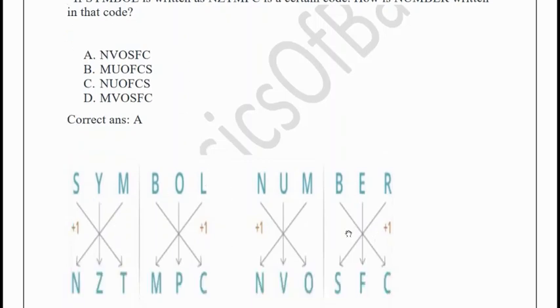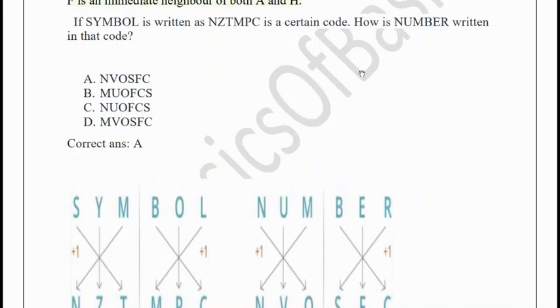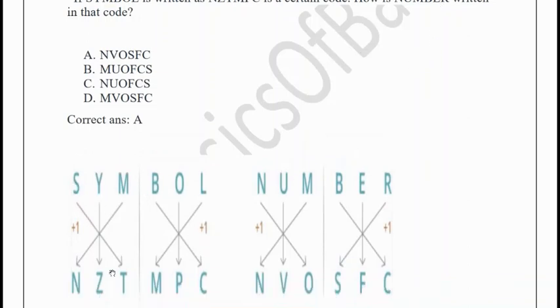According to that, there will be exchange of numbers, and for that you need to find out the final answer. Like for S, it is T, which means +1. For Y, it is Z, and for M, it is N. So it has been placed in a zigzag manner, and for BOL also it is placed in a zigzag manner. So you need to be careful here also.